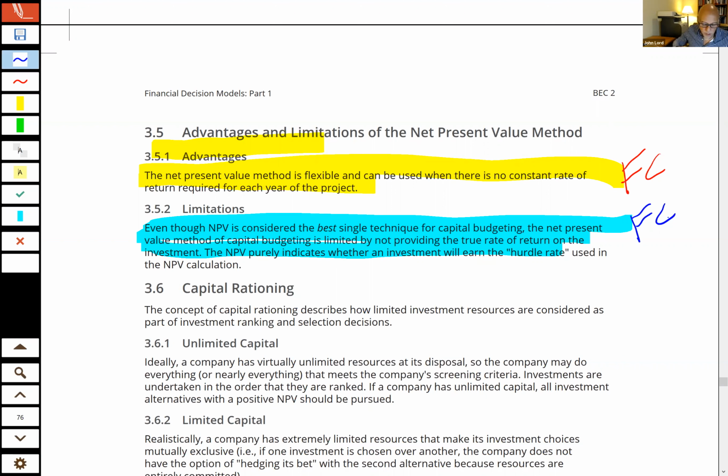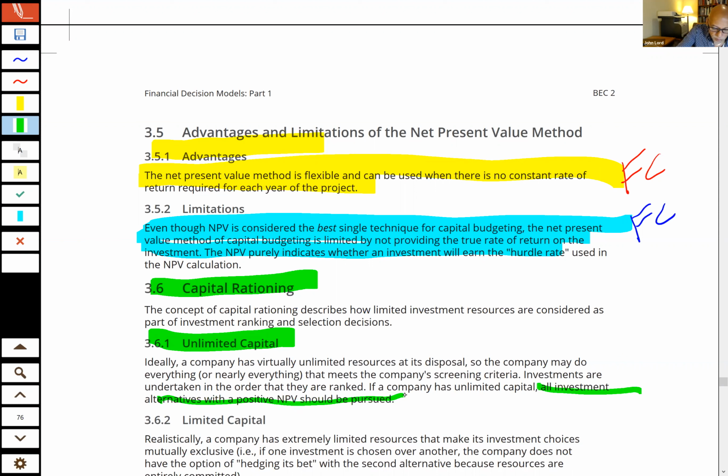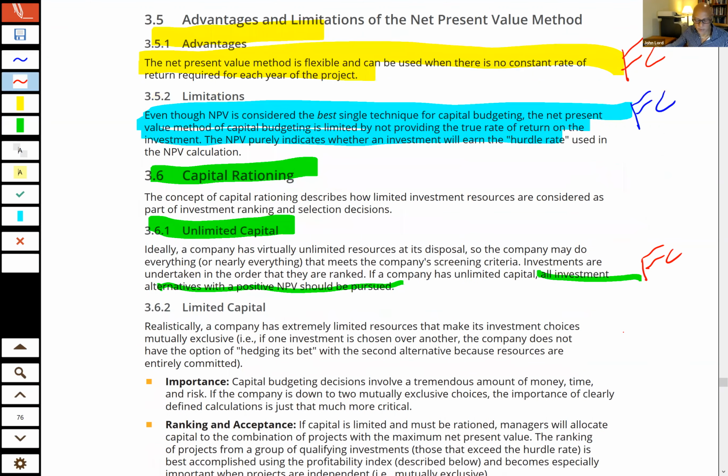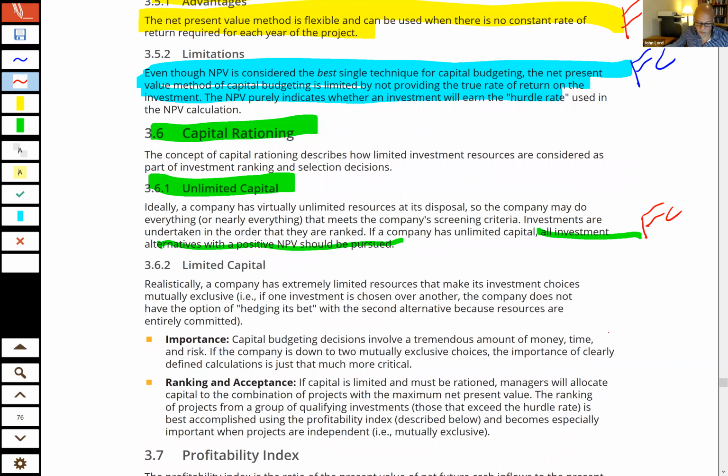Okay, let's look at capital rationing. Now, assuming we had unlimited capital, then all investments with a positive net present value should be pursued, because we're getting the return and we have unlimited capital, whatever that means. I mean, everything has a limit, but if they're saying you don't have to worry about capital limits, then take all the investments with a positive net present value.